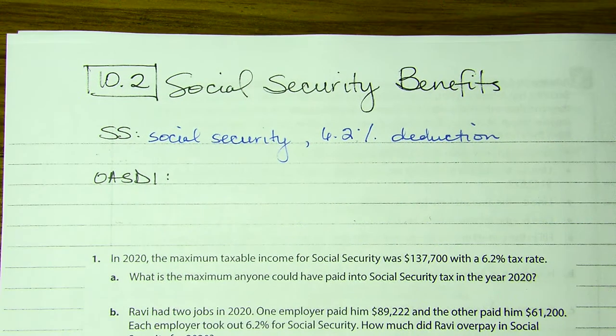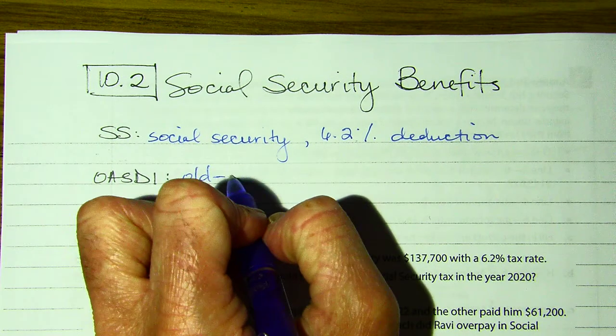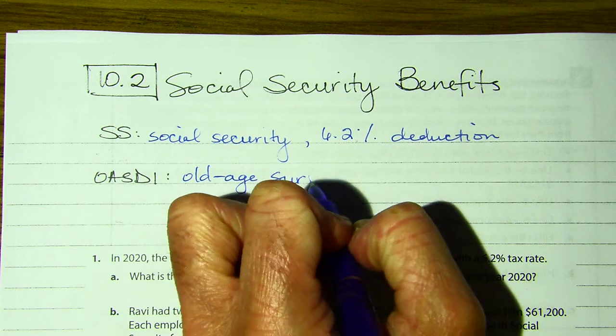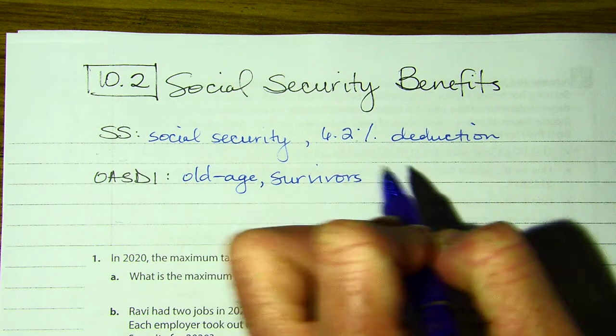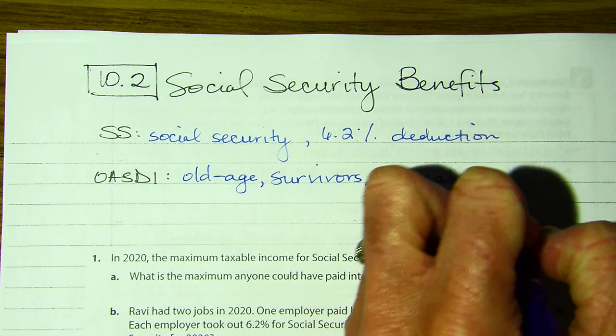If you see the term OASDI, that stands for Old Age, Survivors, and Disability Insurance.